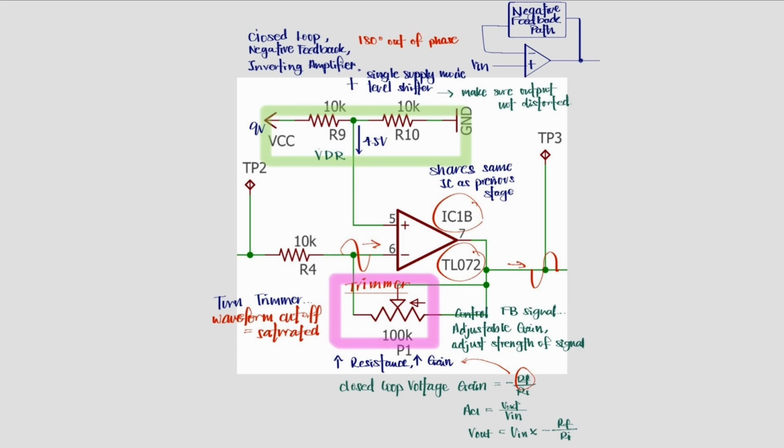Now on to stage 2, where the IC1B TL072 IC chip is being used. It shares the exact same IC chip as in stage 1, just different pins. This inverting amplifier has closed loop negative feedback. A portion of the voltage output is returned to the input. However, the output waveform will be 180 degrees out of phase, or inverted, as compared to the input.